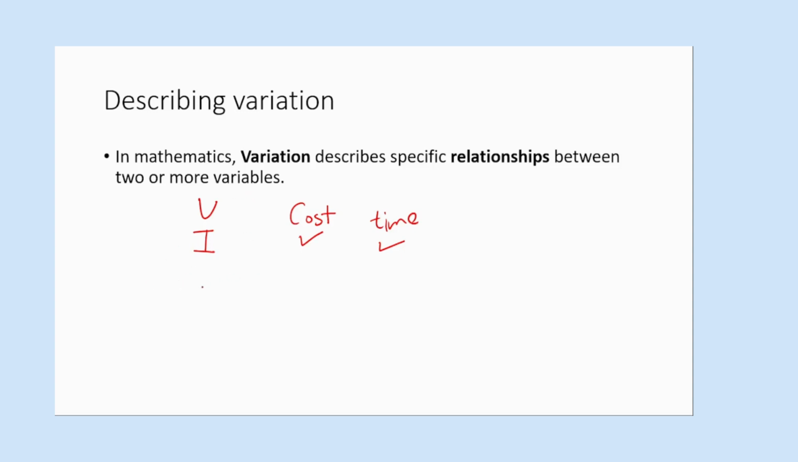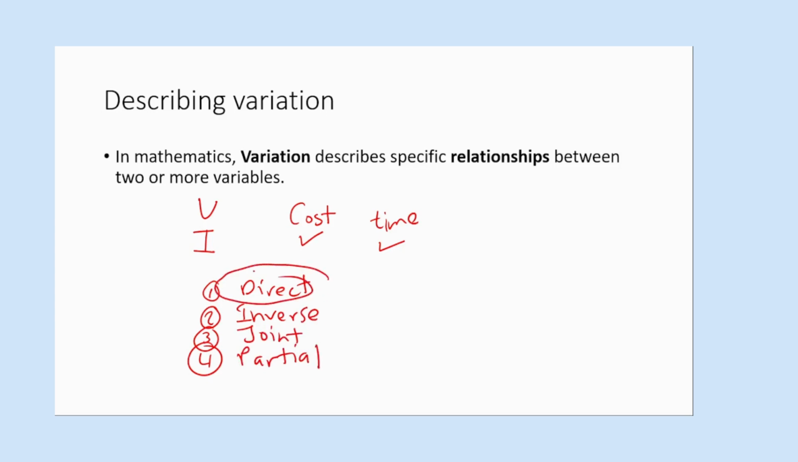And under variation, we want to talk about different kinds of variation. We have direct variation, we have inverse variation, we have joint variation, and we have partial variation. So we want to talk about these in this topic. So let us start with looking at direct variation.